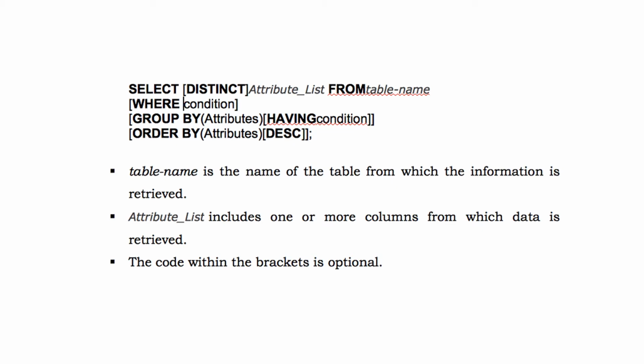Table name is the name of the table from which the information is retrieved. Attribute list includes one or more columns from which data is retrieved. The code within the brackets is optional.